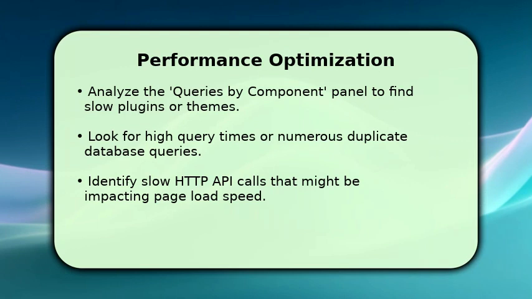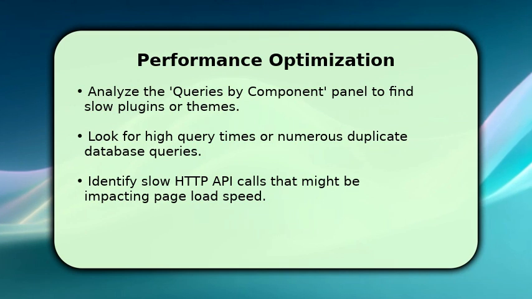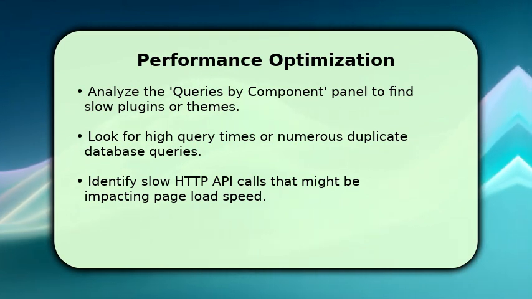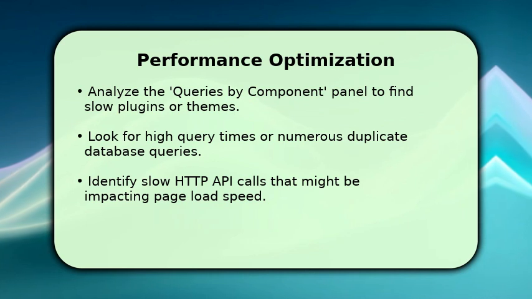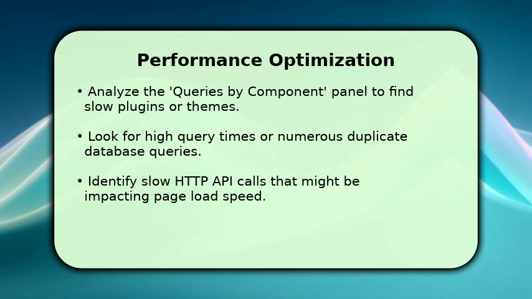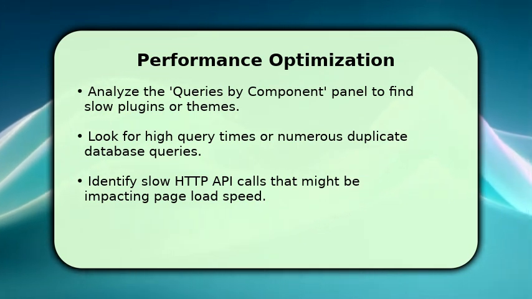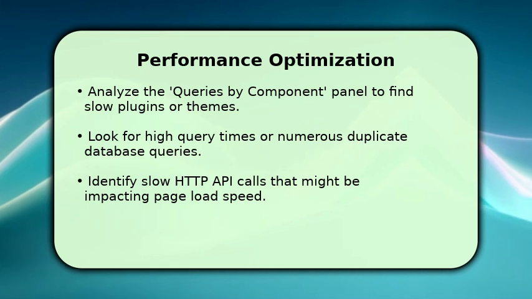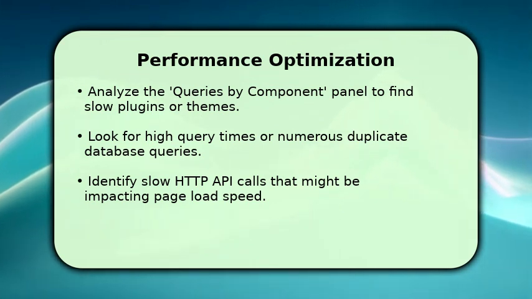Query Monitor is excellent for optimizing your site's performance. Focus on the Queries by Component panel to see which plugins or themes are contributing most to your page load time. Look for queries taking more than 100 milliseconds or those that are duplicated many times. The HTTP API calls panel can reveal slow external requests.